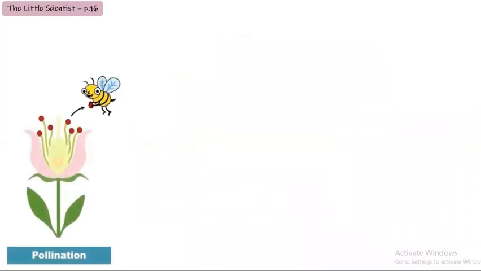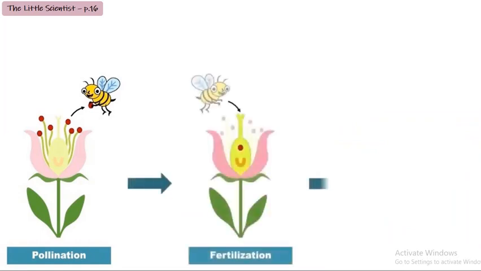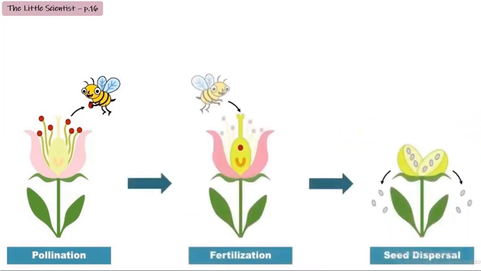Here is a complete or a perfect flower. The pollen is taken. Look at the bee. The bee is holding a pollen grain. The pollen grain is taken from the anther to the stigma. Then fertilization happens. So first step is pollination. Second step is fertilization.